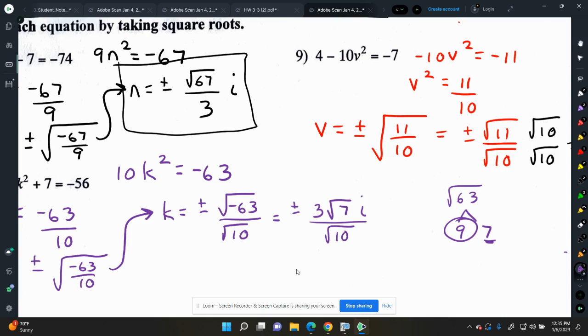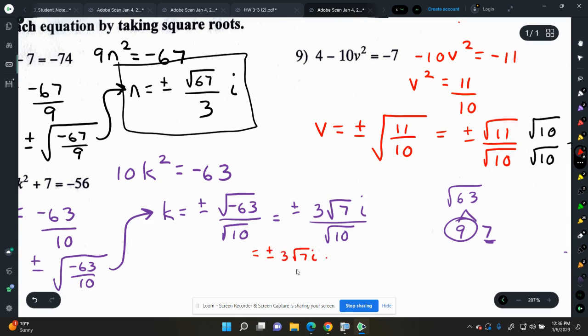Now we could have dealt with the square root of 10 first, but that's going to make simplifying the square root of negative 630 a little bit harder. So I'll simplify first. So now we're ready to go ahead, move and remove. So plus or minus 3 square root of 7i. I'm moving the square root of 10 up, and I'm going to remove that square root from the denominator. Move and remove. Can you all remember that?